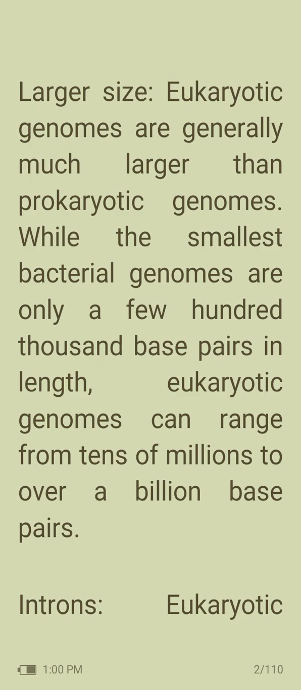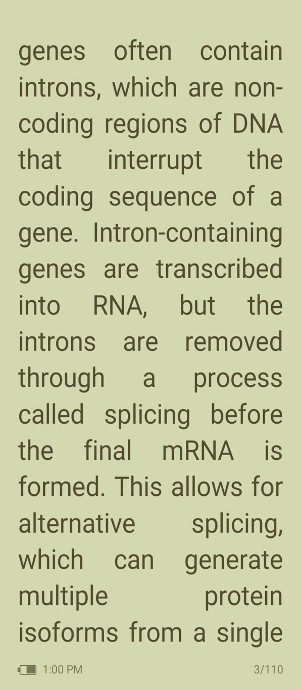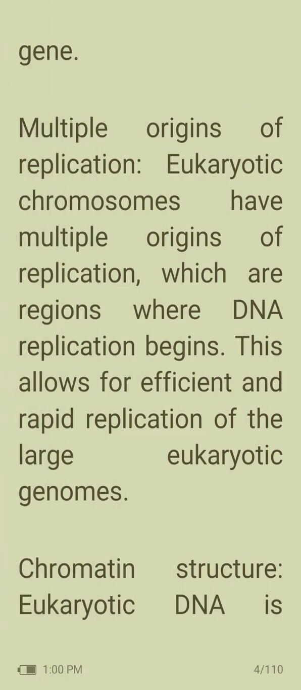Then introns. Eukaryotic genes often contain introns, which are non-coding regions of DNA that interrupt the coding sequence of a gene. Intron-containing genes are transcribed into RNA, but the introns are removed through a process called splicing before the final mRNA is formed. This allows for alternative splicing, which can generate multiple protein isoforms from a single gene.